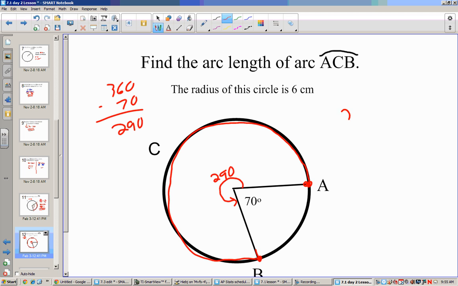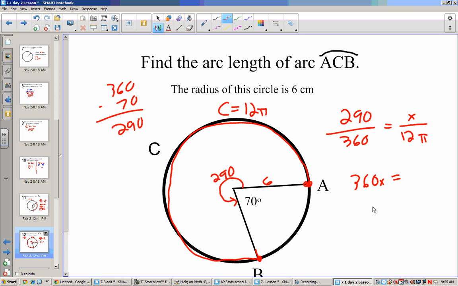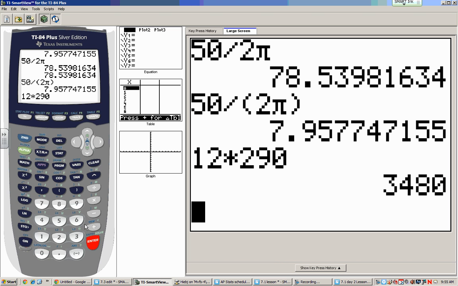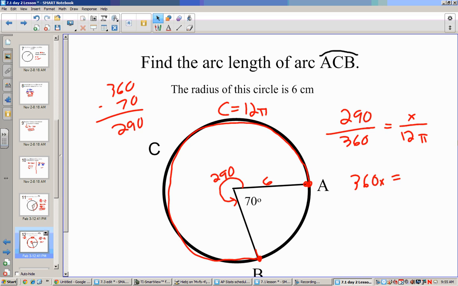So we need to set up this proportion. We want 290 360ths of the circle, and we're looking for the part of the entire circumference, which is, if this is 6, the diameter is 12, so the circumference is 12 pi. So now we cross multiply and divide. 360 times x is 360x. 12 times 290 is 3480. So this would be 3480 pi.